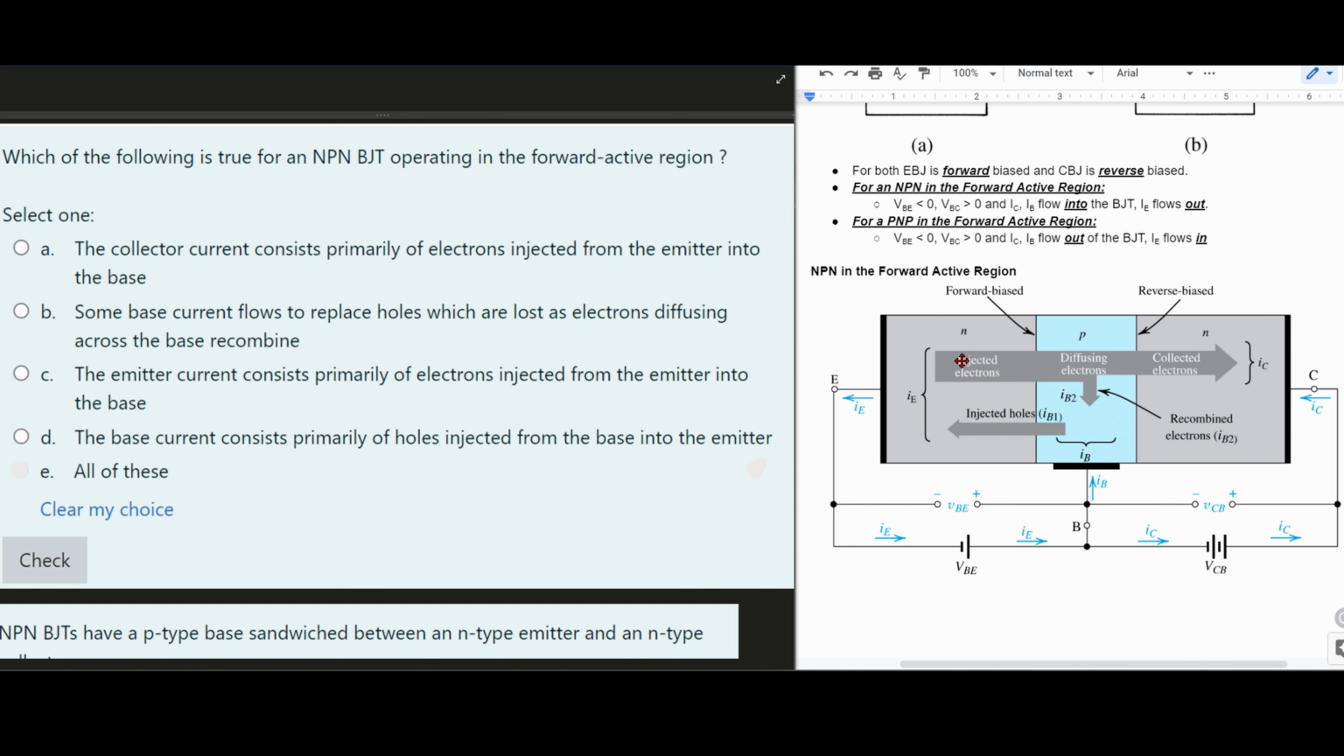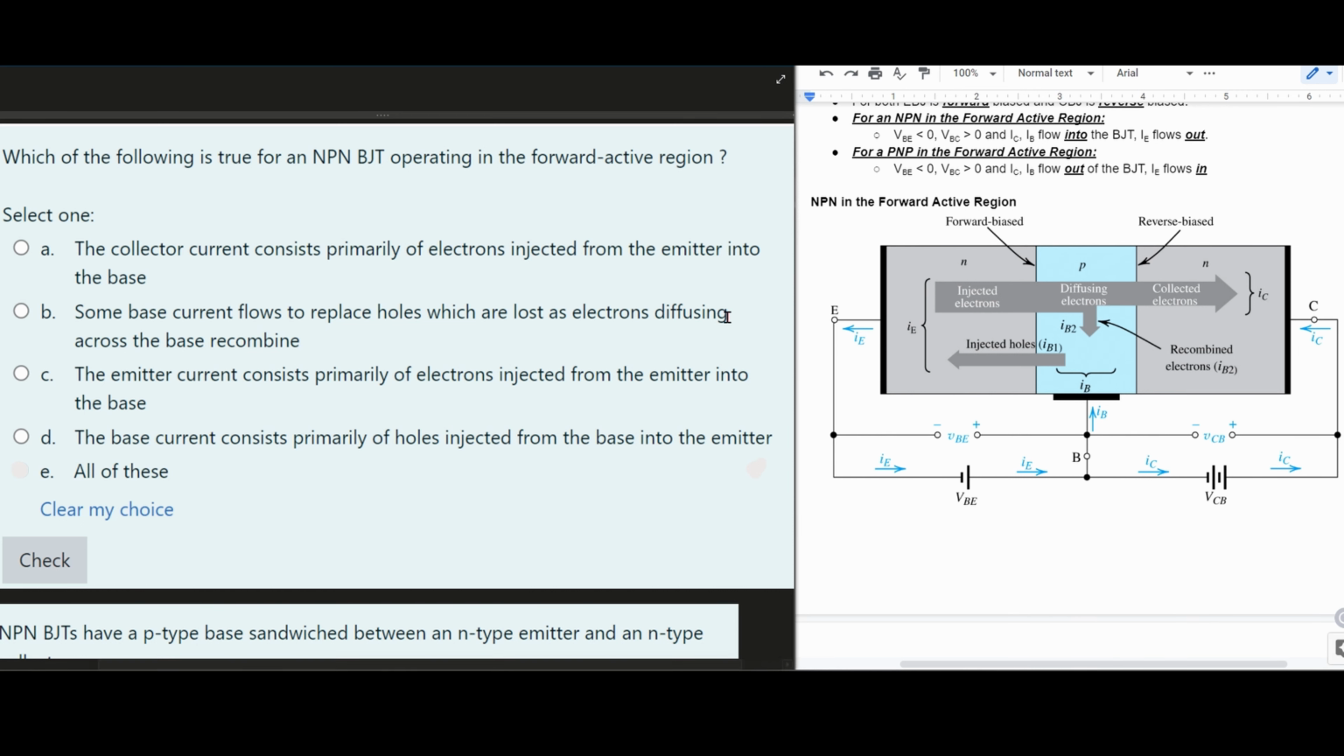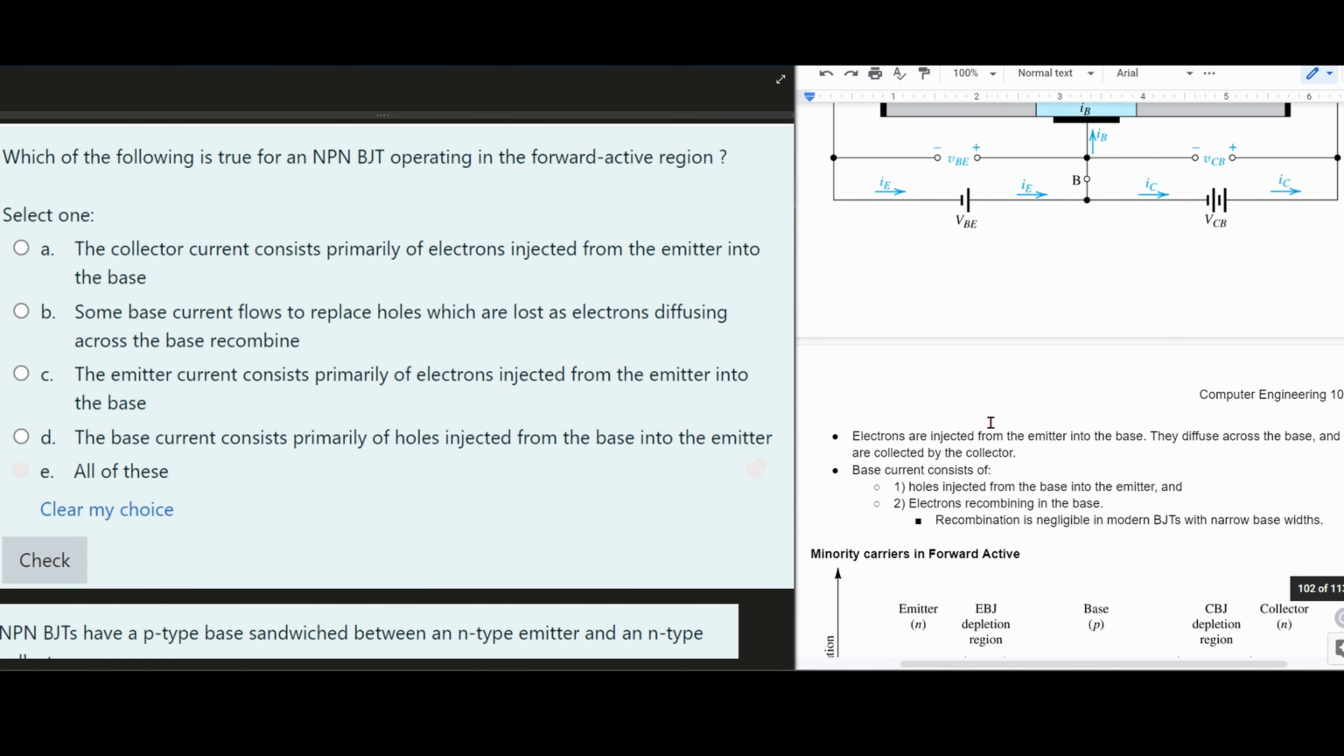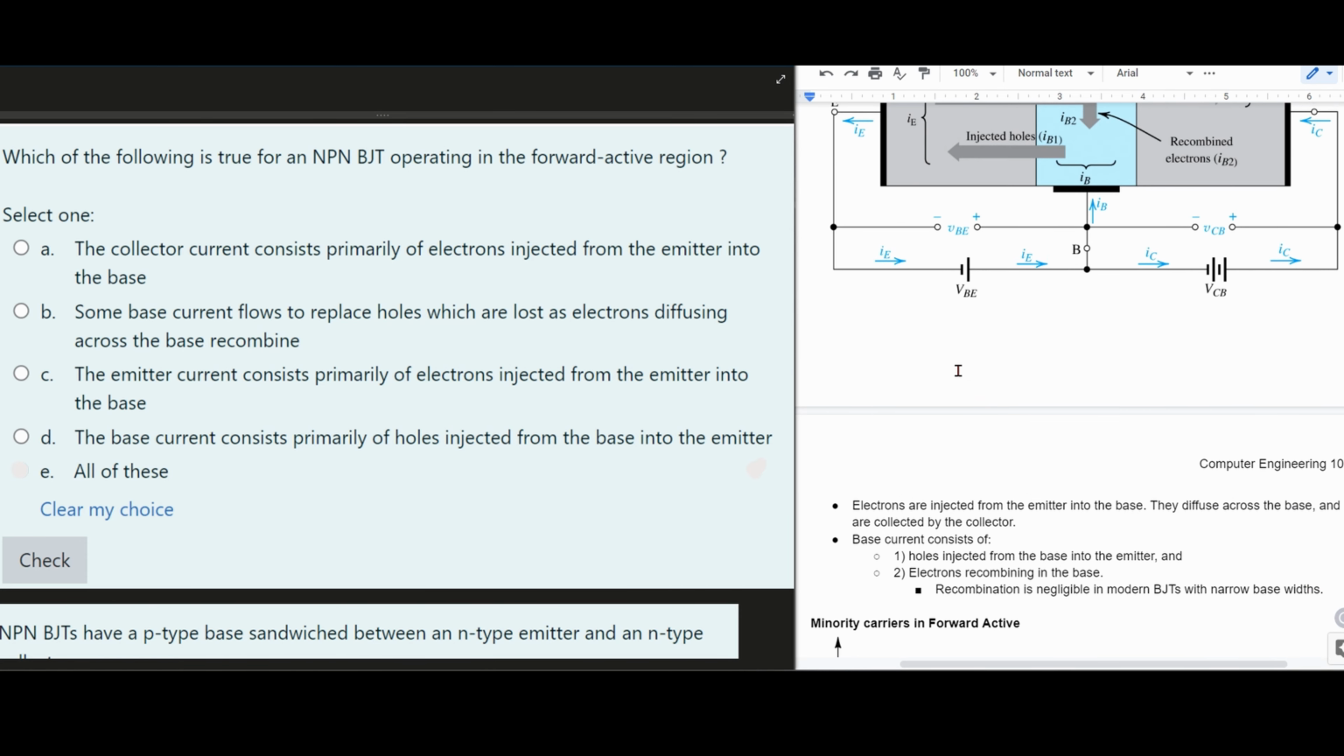So we have our injected electrons, our diffusing electrons, and then the collected electrons going, as we can see, the direction of the arrow. We also have injected holes coming from our base. So from this we know we go from the emitter, and then we go out, down, and then to the right, and then we're going to go back in through the collector. So for NPN, it's emitter and then collector. If you forget that, you can just go back and look at the notes. So to answer these questions, let's look at them.